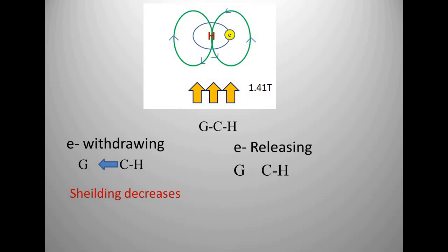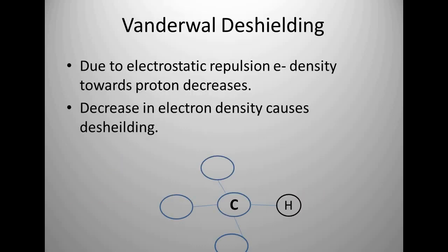Next is your electron releasing group. Consider if G is electron withdrawing, then it withdraws all the electrons towards itself. In the electron releasing case, G releases electrons towards your carbon. So ultimately the electron density towards the CH sigma bond increases because it releases electrons towards the CH. So the electron density increases, the induced magnetic field generated by the electrons is also high, and it protects the proton more and shows more shielding effect.